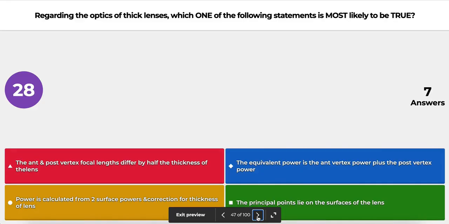Let's now move to the next question, and here we have a question regarding the optics of the thick lens. Which one of the following is most likely to be true? The anterior and posterior vertex focal lengths differ by half the thickness of the lens; or the equivalent power is the anterior vertex power plus the posterior vertex power; or power is calculated from the two surface powers; or the correction for thickness, or the principal points, lie on the surface of the lens.